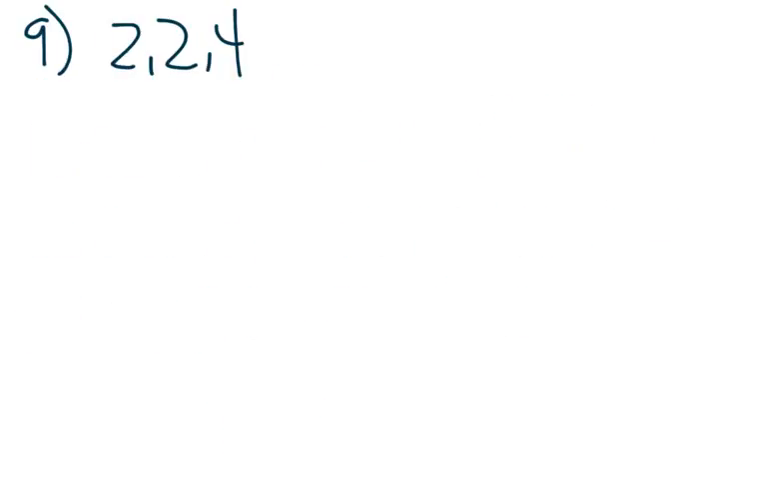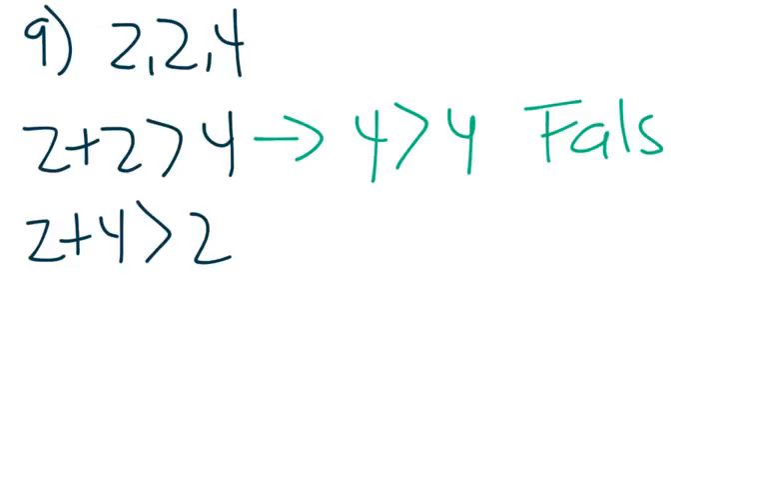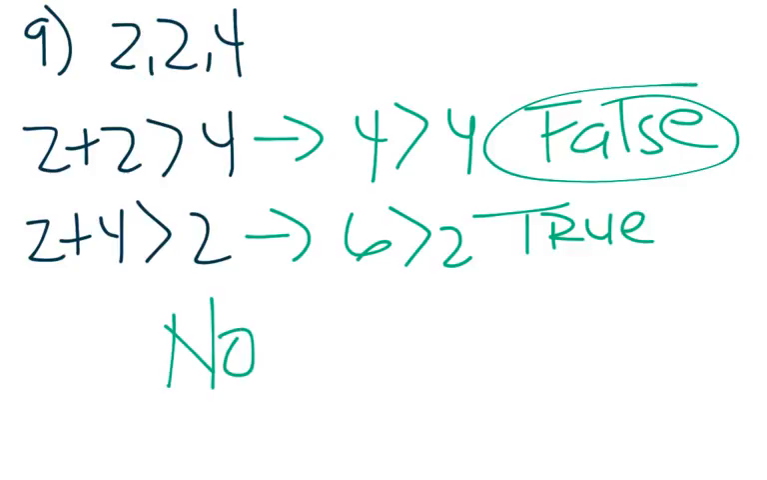Number 9, same thing, we want to see if we can make a triangle with this. So we have 2 plus 2 is greater than 4, or 2 plus 4 is greater than 2. So let's see, 2 plus 2 is 4, and is that greater than 4? It is not. It is equal to 4. That is not going to work. 2 plus 4 is 6, greater than 2. This one is true, but it doesn't even matter because this is false, and the answer is automatically no, we cannot make a triangle with this.